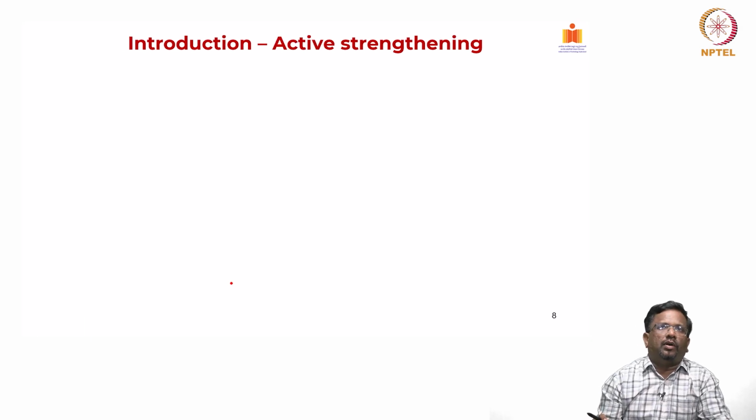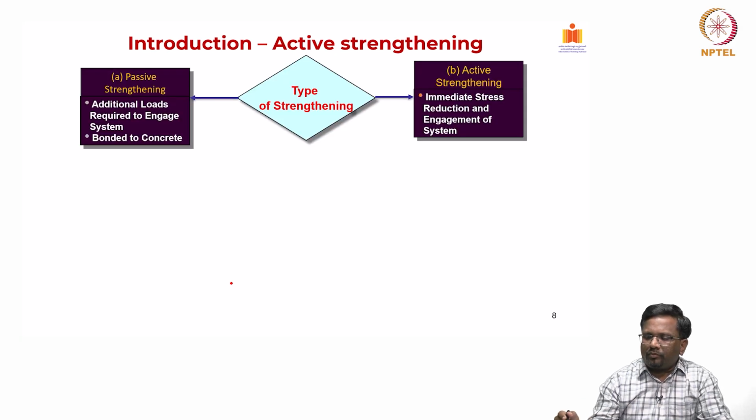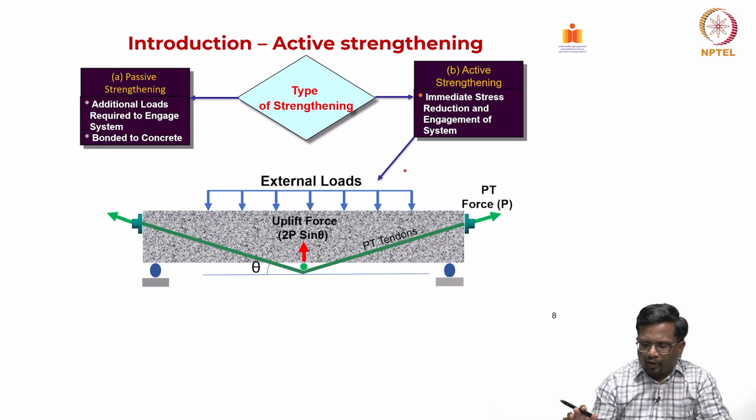So, now what is the need for active strengthening, and in which cases do we go for active strengthening, right. As we have explained, it is going to help in immediate stress reduction and engagement, and whenever you have a problem with deflections in a structural system, it is the active strengthening that will help to relieve the deflection related issues, right. One very common strengthening technique that is used is an external post tensioning system.